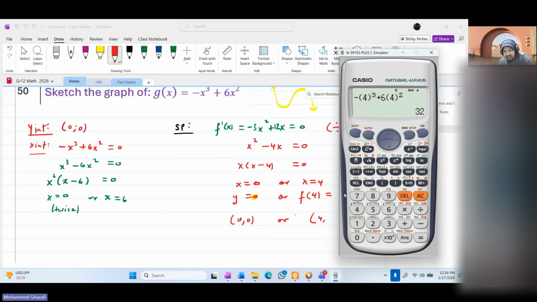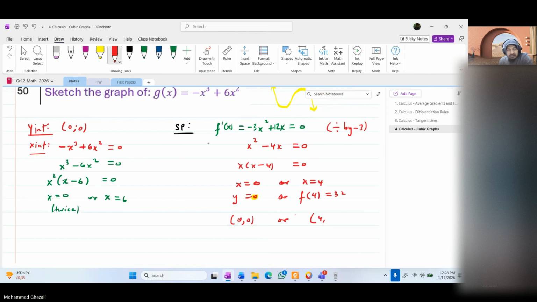Yeah, so that's 32. Right, so we have a minimum here and we have a maximum here. So see, 32 is the maximum, more than that value. So we know 32. So this is the minimum and that's the maximum. Now we can sketch the graph, right?